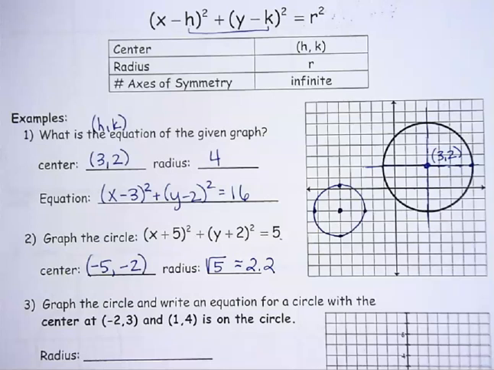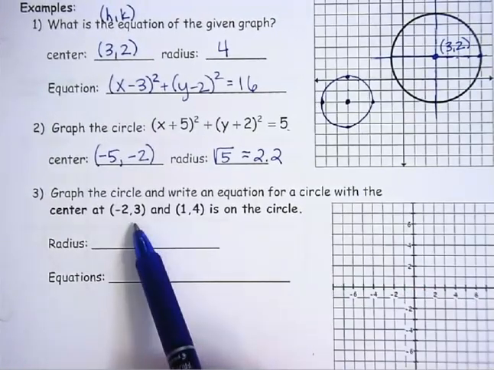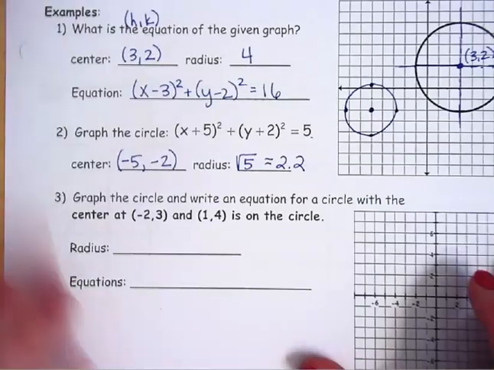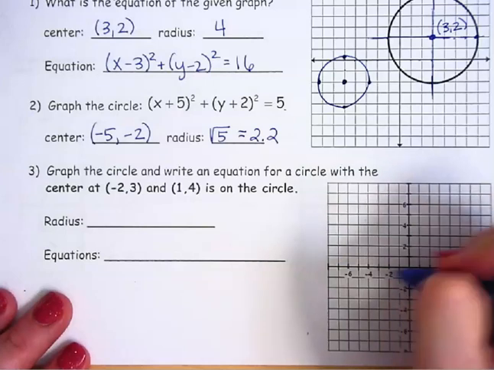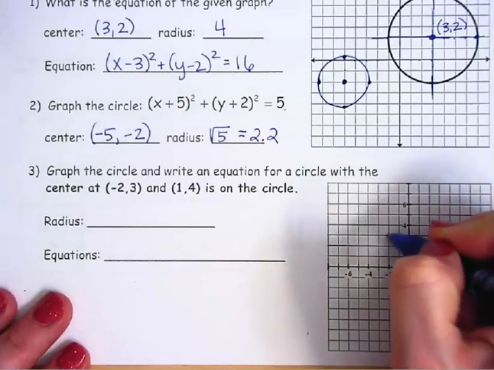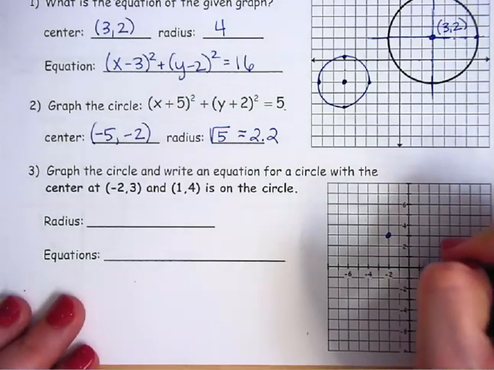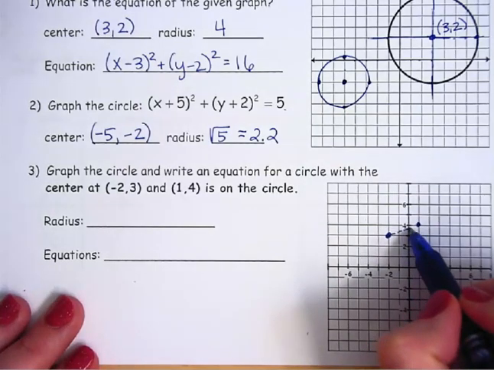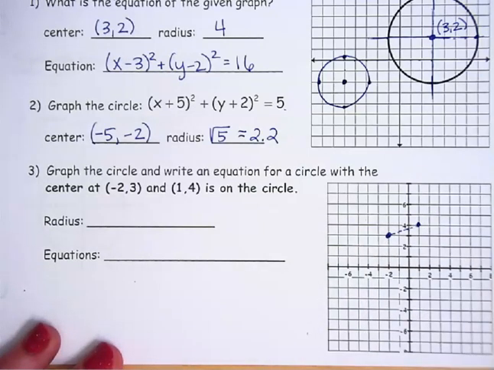All right, on this next section, it says to graph the circle and write an equation for a circle with the center at -2, 3, and 1, 4 is on the circle. So my center is here, -2, 3. I have a point at 1, 4. Now, because this radius is at a slant, I can't just count my grid marks to get to that point. That wouldn't be accurate.